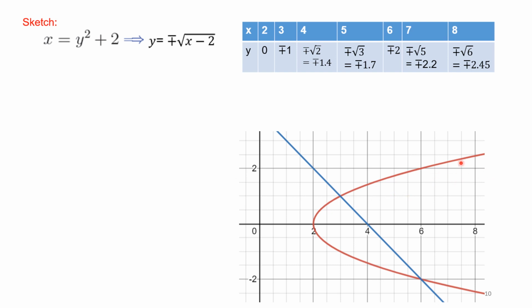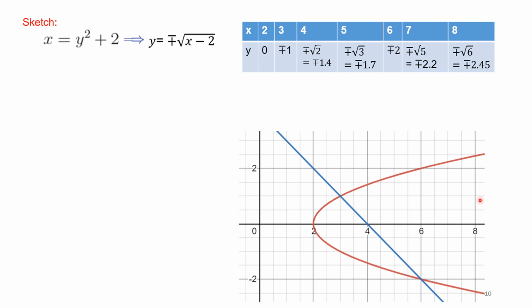Okay, this one, if you take a look, is the parabola which opens to the right. When x is equal to 2, y is 0. When x is equal to 3, y is plus or minus 1, so y is positive 1 and also negative 1. And when x is equal to 6, y is equal to positive 2 and negative 2.